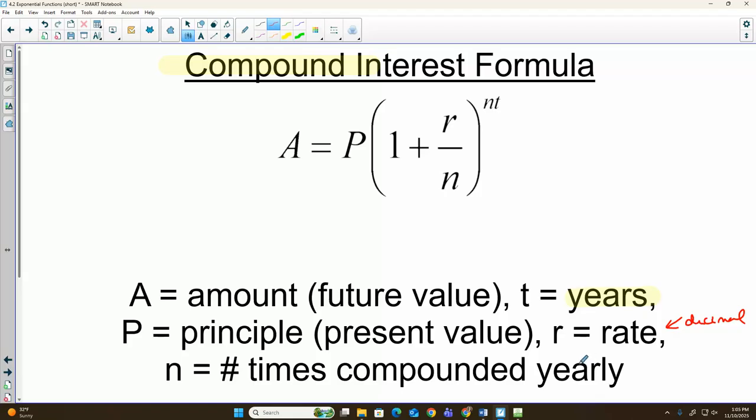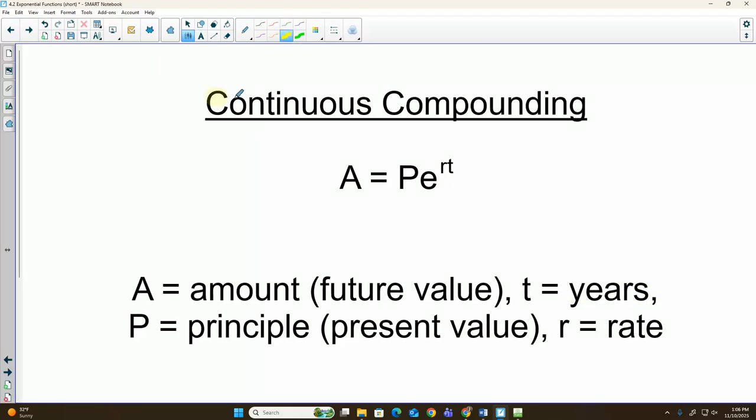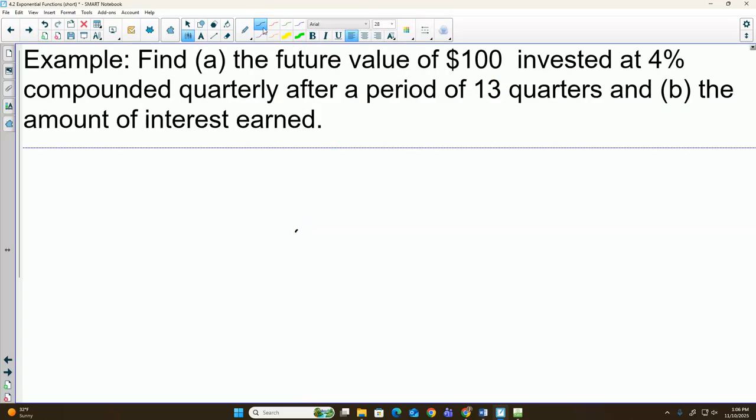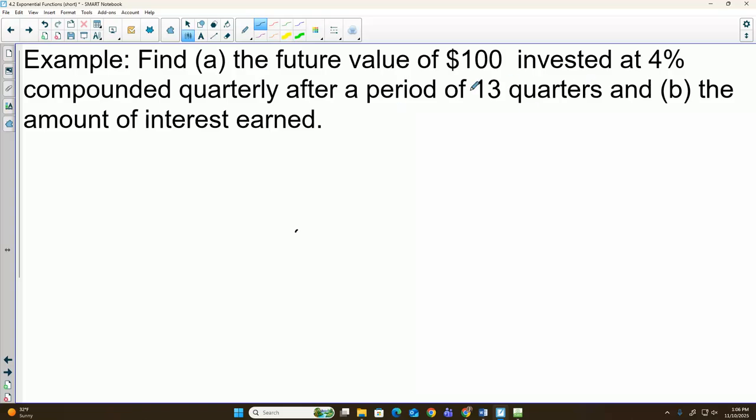Now, if we get paid interest constantly, then we can't have an N value, and so that has a separate formula. Continuous compounding is A equals P e to the rt. E is a button on our calculator. The A, P, r, and t are the same as in the previous one, we just don't have N in this scenario. So we're just going to practice using these. We'll do a few examples today. Tomorrow we won't be in here very long, but we'll have a little bit of time, and we'll finish up then.